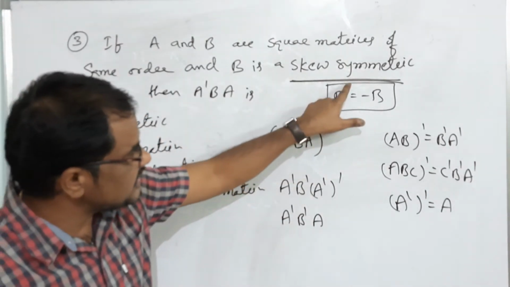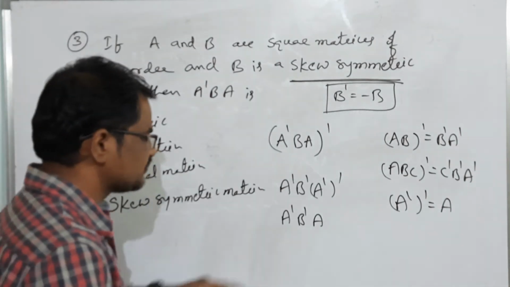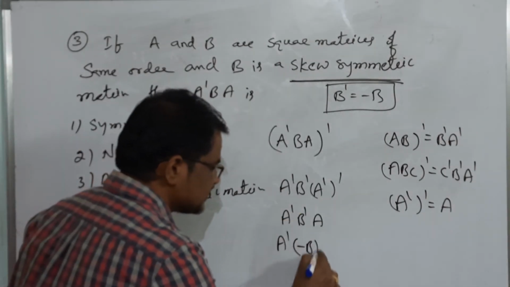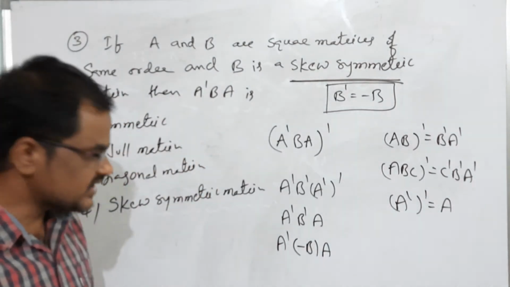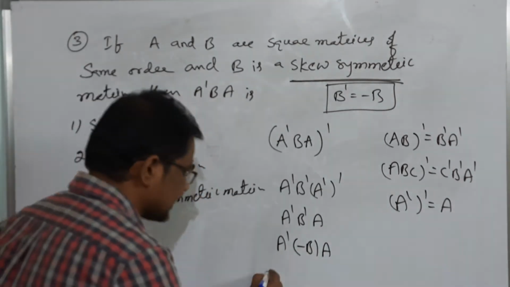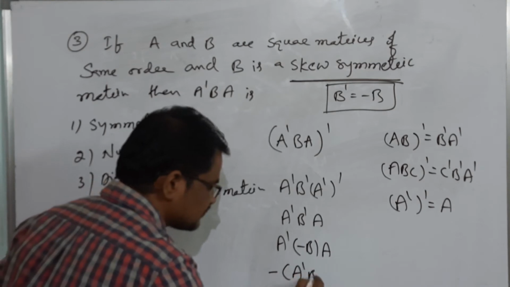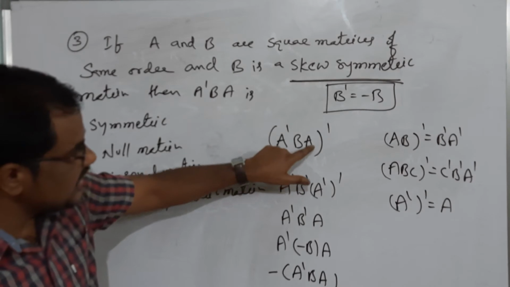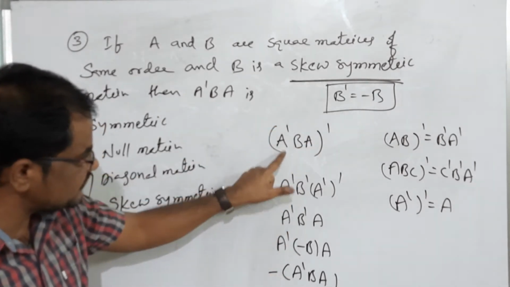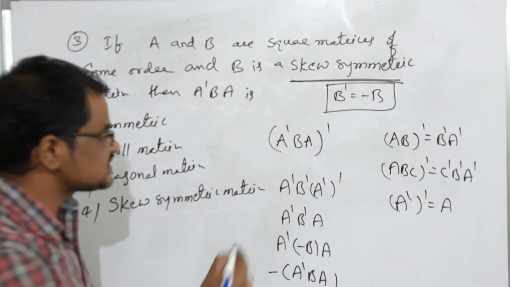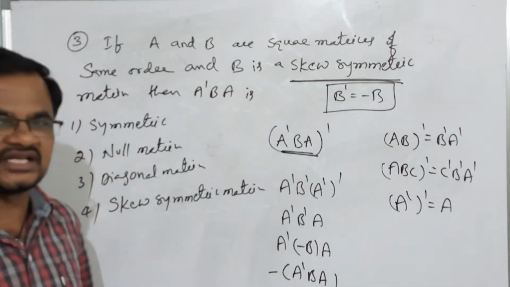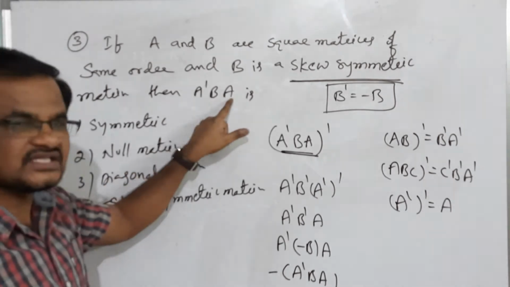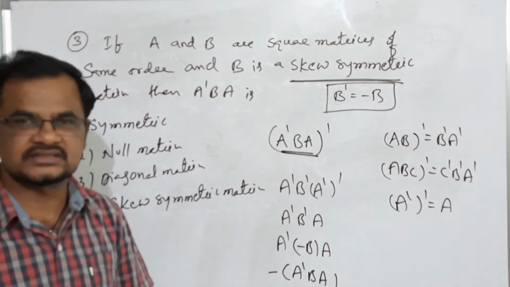Now by that property you can write this as A dash B dash into A. But what they gave: B dash equal to minus B. So A dash minus B into A. The scalar multiple you can take out like this: minus of A dash B into A. So A dash B A whole dash equal to minus of A dash B A, meaning minus of this matrix, so definitely A dash B A is a skew symmetric matrix, right?